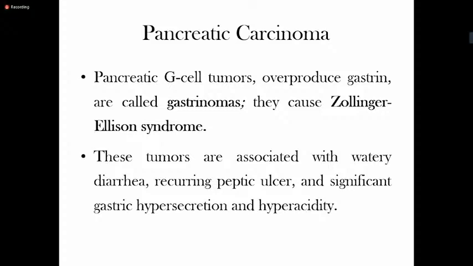These tumors are associated with watery diarrhea, recurring peptic ulceration, and significant gastric hypersecretion or hyperacidity. So a majority of patients who have gastrinomas may have features of peptic ulceration.